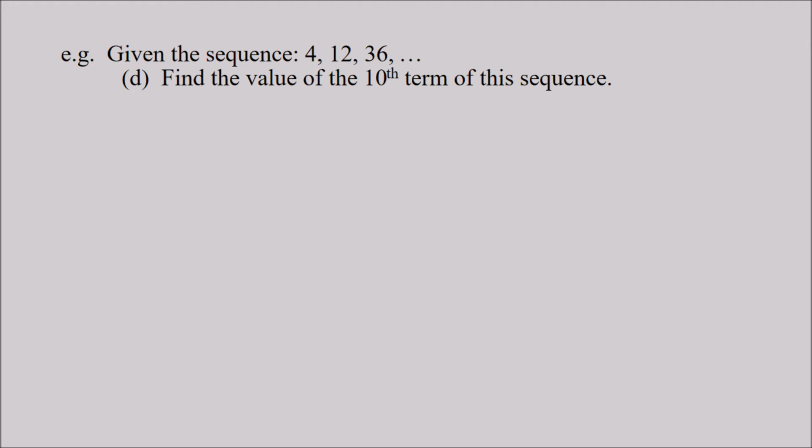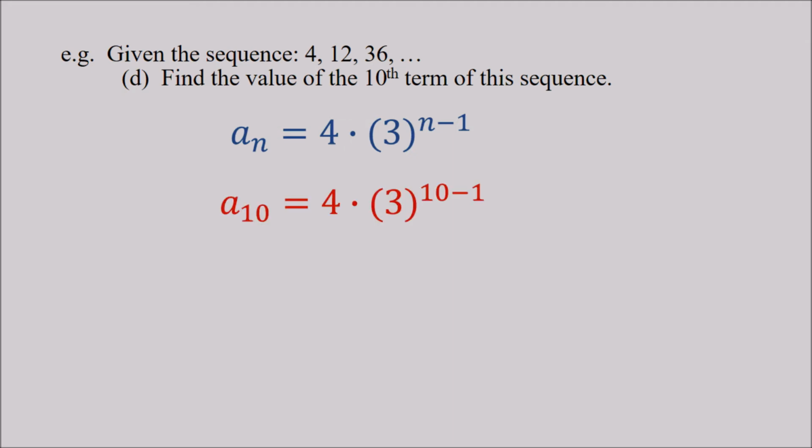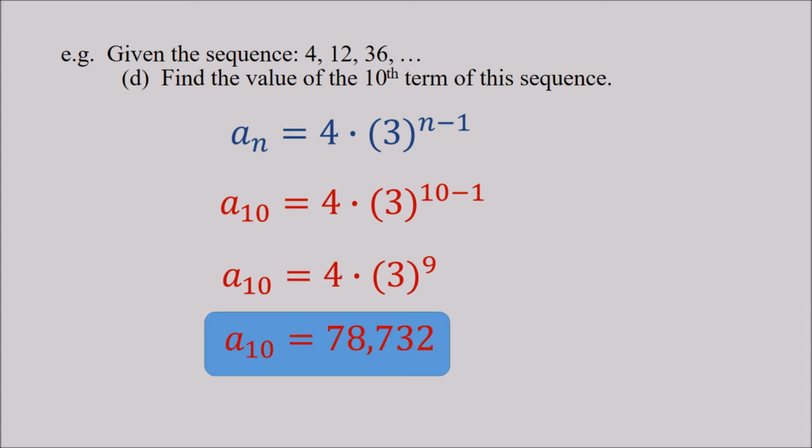Let's do just that. In part D, let's find the value of the 10th term of this sequence. Well, from part C, we found the formula to be a sub n equals 4 times 3 to the n minus first power. If I substitute 10 in for n, a sub 10 would equal 4 times 3 to the 10 minus 1 power. Simplifying my exponent, a sub 10 is 4 times 3 to the 9th power. And then asking my calculator for the value of 4 times 3 to the 9th, I find that a sub 10 is 78,732.